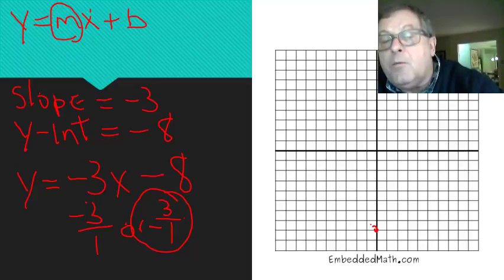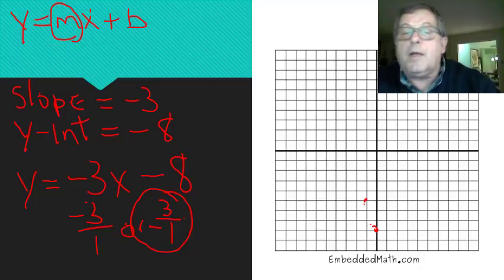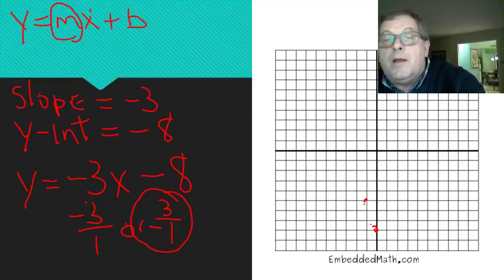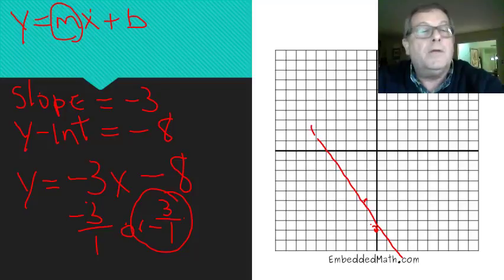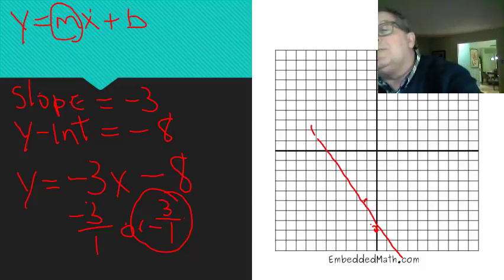I'm going to go up 3. 1, 2, 3. I'm going to go to the left 1. Okay, there you go. I've got a -3 slope. And I can just connect the two points as best I can, not drawing too great of a straight line. You could use a ruler and some graph paper. But there we go. We have graphed the equation y equals -3x minus 8.